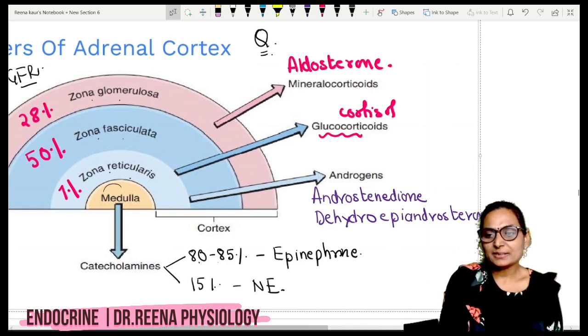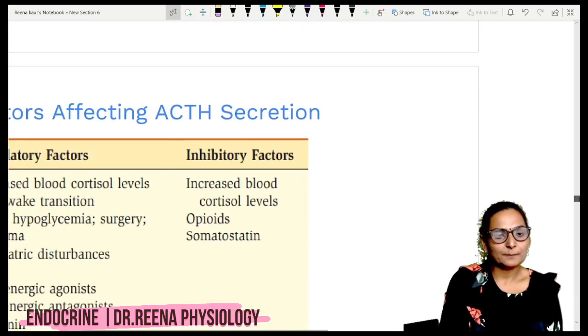Now, next is the functions of your cortisol.